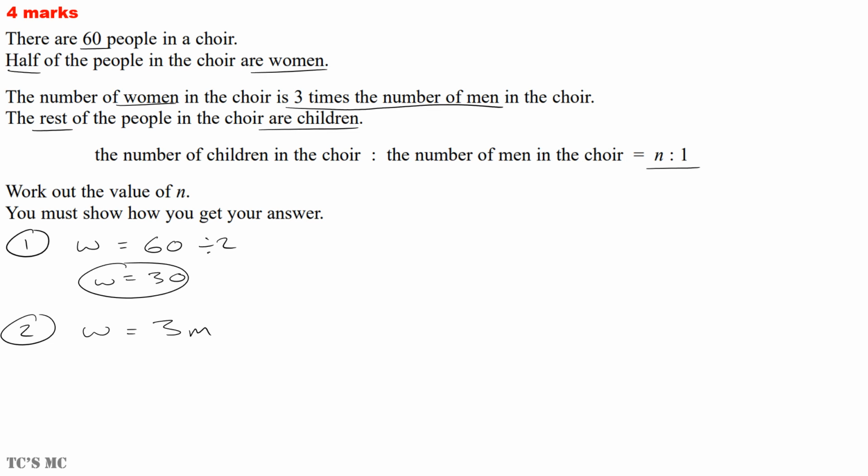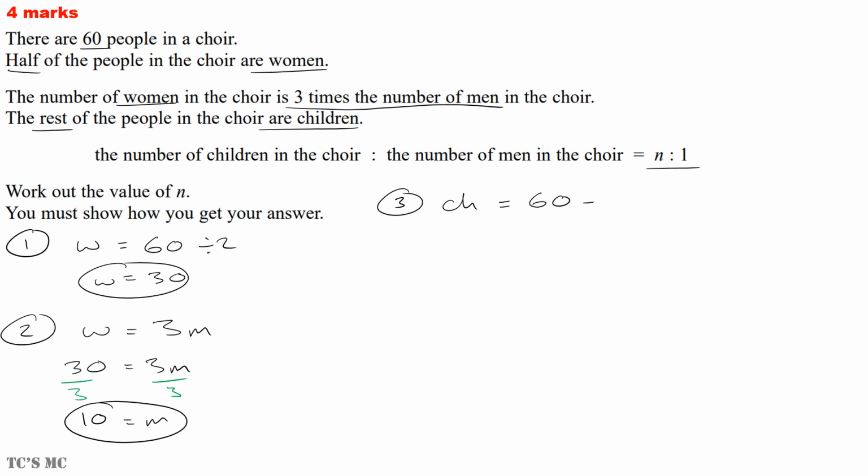We can rewrite that as 30 is equal to 3m. We can also then divide both sides by 3. And now we know that 10 of the people in the choir were men. Now we have 1 mark. Moving on, it says the rest of the people in the choir were children. So 60, subtract 30, subtract 10, and that gets us 20, and also our second mark.